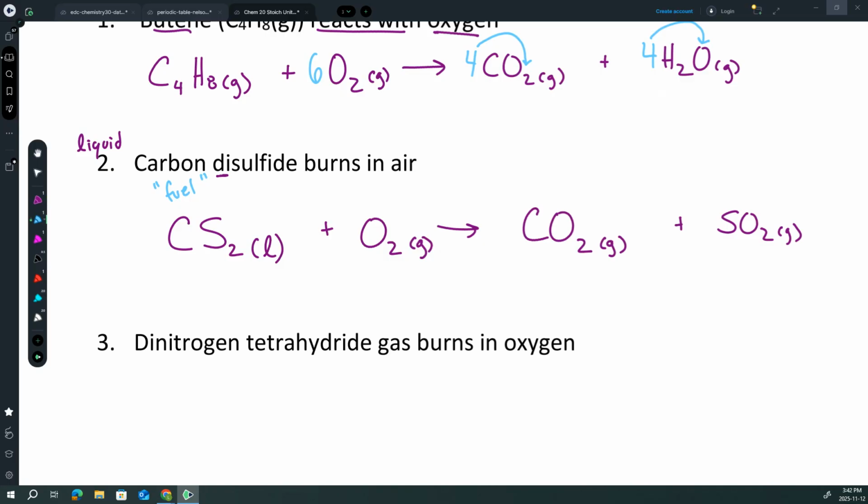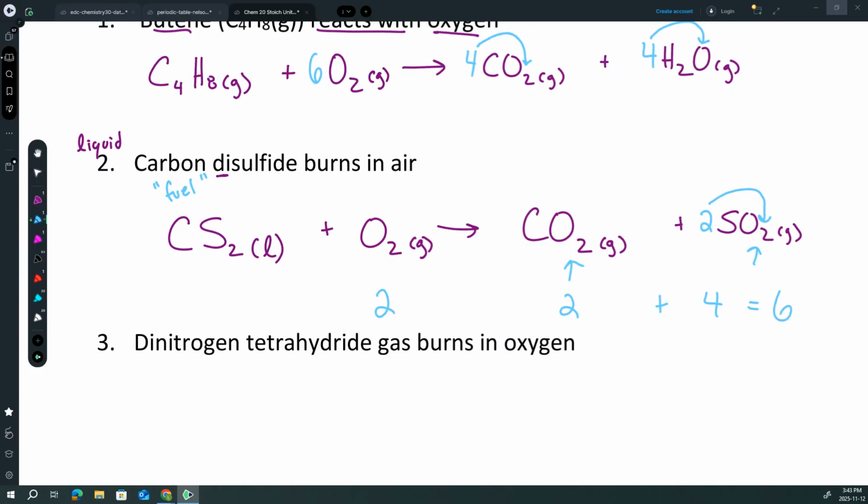For carbons, one carbon coming in, one carbon coming out. Done. For sulfur, two coming in, one coming out. So I'm going to put a 2 right here to make sure 2's going in, 2's coming out. All right, oxygen. We have 2 on the reactant side. For the product side, once again, we have 2 sources of oxygen. We have 2 from carbon dioxide plus 2 times 2, so 4 coming from sulfur dioxide. So 2 plus 4, that's going to give us 6.